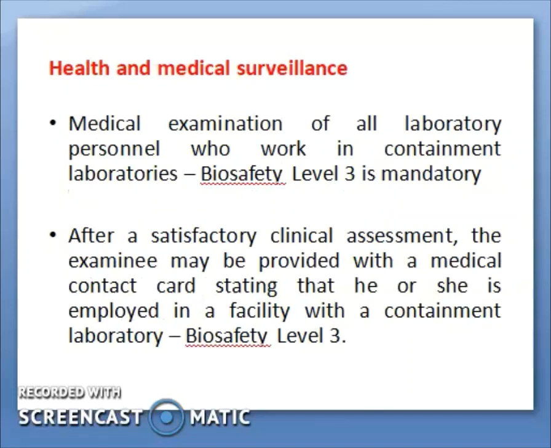Regarding the health and medical surveillance of the personnel working in biosafety level 3, medical examination of all lab personnel is mandatory. After a satisfactory clinical assessment, the examinee may be provided with a medical contact card stating that he or she is employed in BSL 3.